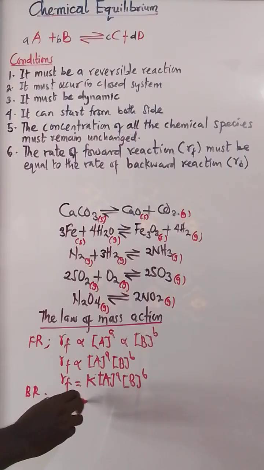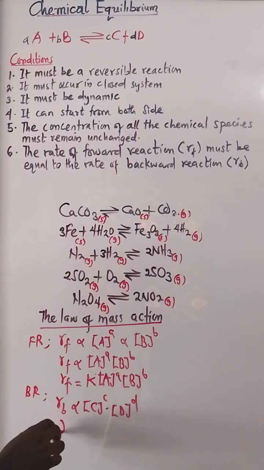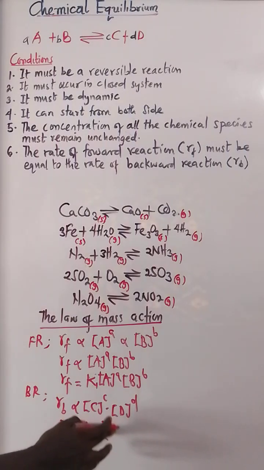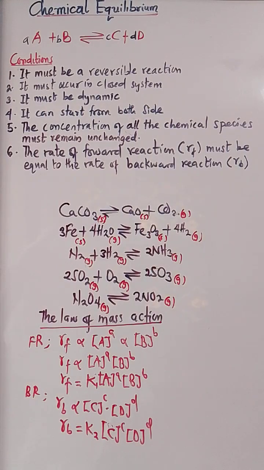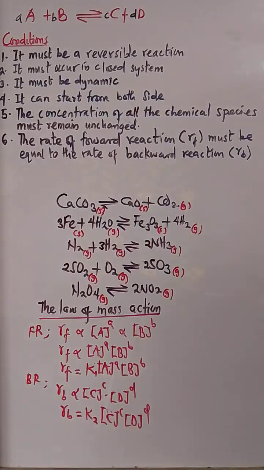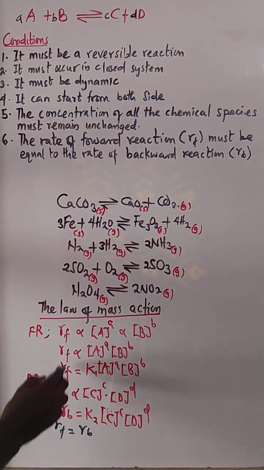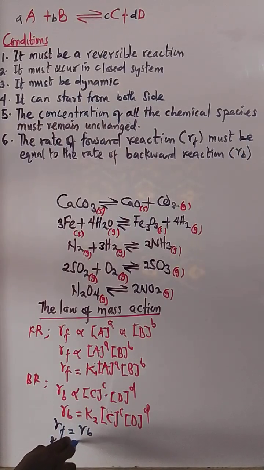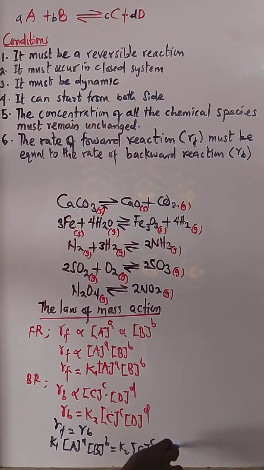So for the backward reaction, the rate of backward reaction is proportional to the concentration of C to the power of c, and the concentration of D to the power of d. From here, RB equals K2 into brackets, C raised to the power c, then D raised to the power d. So we have the rate of forward reaction and the rate of backward reaction. Now at equilibrium, the rate of forward reaction and the rate of backward reaction must be equal. So K1 into brackets, A raised to the power a, B raised to the power b, must be equal to K2, C raised to the power c, the concentration of D raised to the power d.